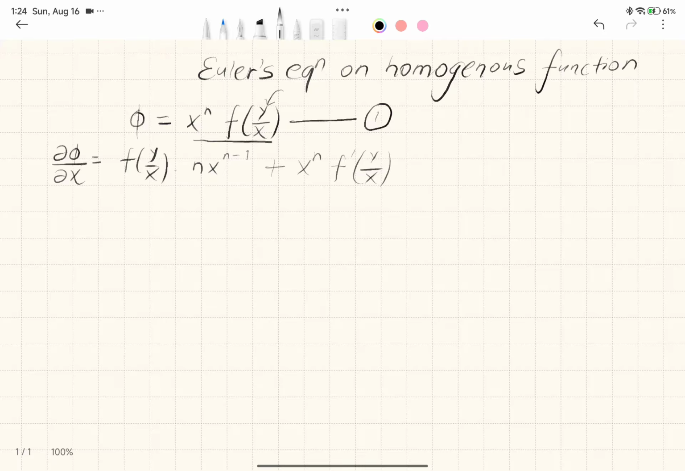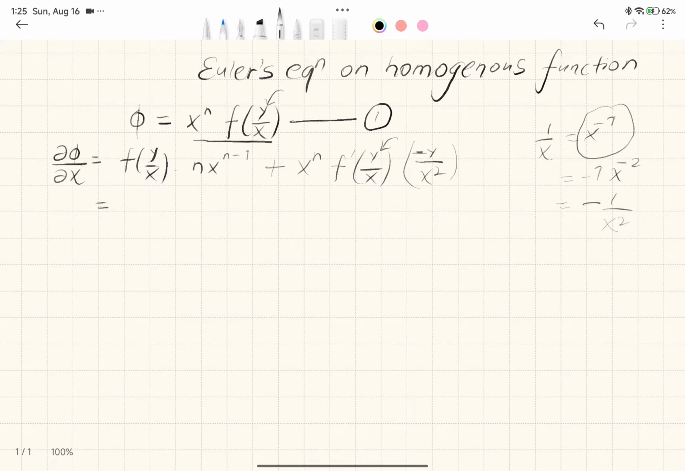So how are we going to differentiate the function of y over x? This is f prime of y over x, and we also differentiate the inside, which in terms of x gives y over x squared. How is that possible? 1 over x means x raised to the power minus 1, and if we differentiate, this becomes minus 1 times x raised to the power minus 2, that is minus 1 over x squared. So we put the minus sign here.